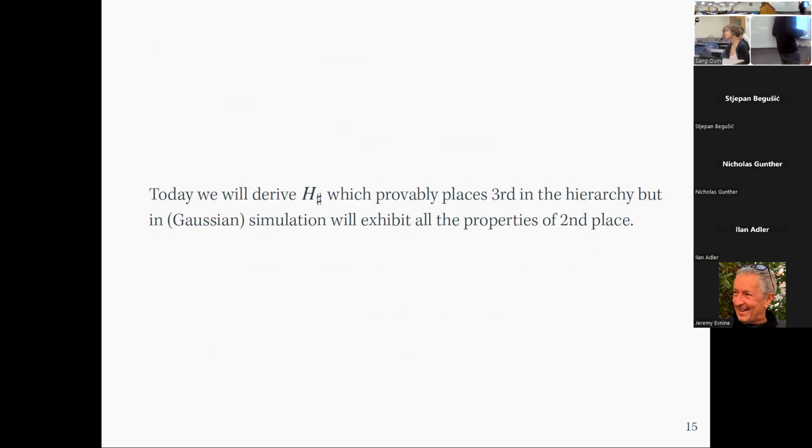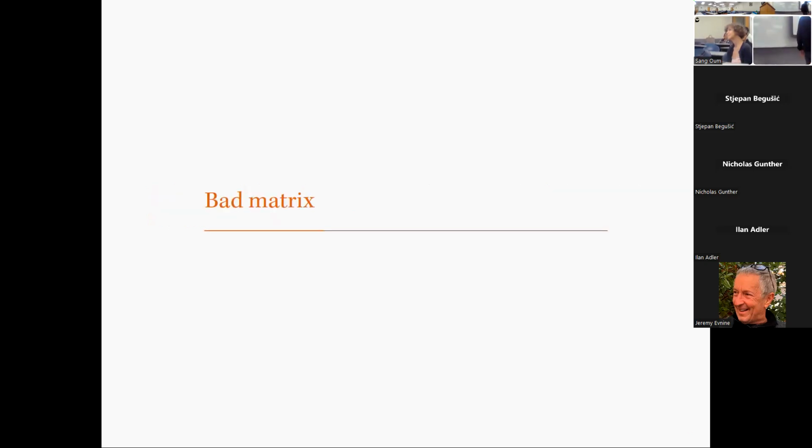It says here that in a toy model simulation, meaning that we have Gaussian returns, which is not all that realistic, we're actually going to exhibit all the properties of second place, maybe even first. You will be the judge of what happens in simulation. I'll show you some preliminary numbers from this weekend. But the theory proof is all going to be about third place in principal component analysis. I was hoping for a catchy title.